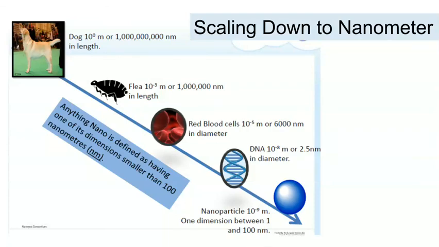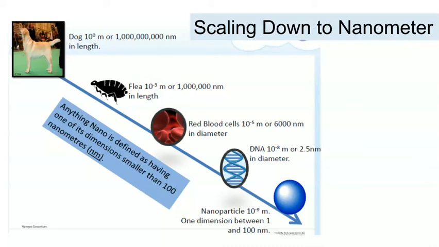Okay, here is another slide where you can again imagine this scaling down process. If you take a dog, the length of the dog is around 1 meter, which is nothing but 10 raised to 9 nanometer. If you see a fly, it is 10 raised to minus 3 meter, or 10 raised to 6 nanometer in length.